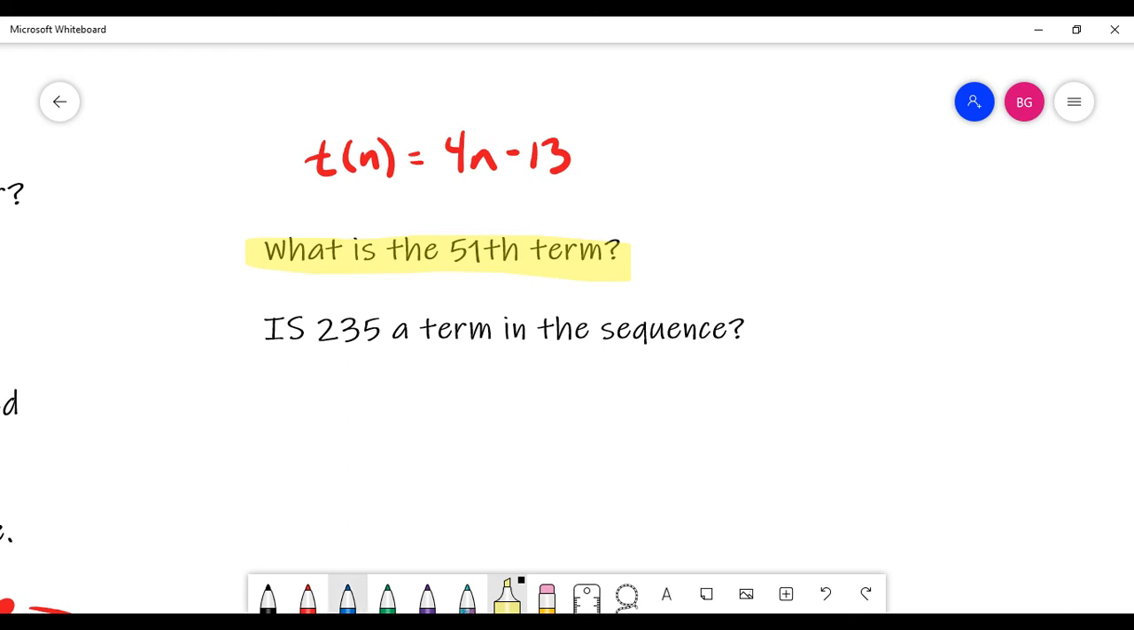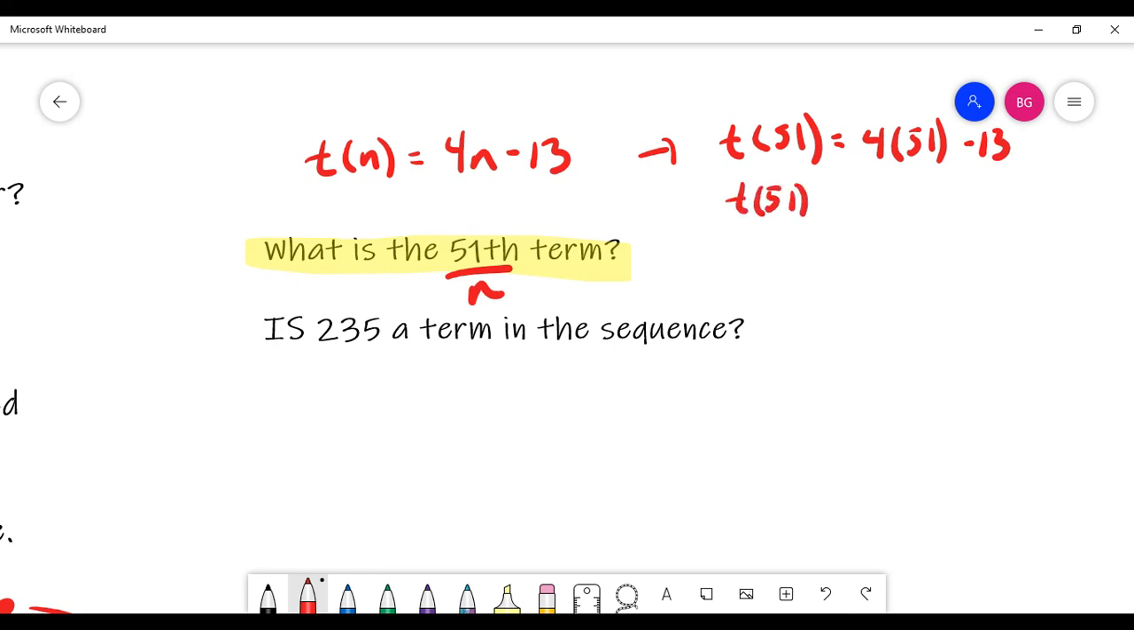All right, since we're looking for what is in spot number 51, that means 51 is going to be our n. So we're going to take our equation and say t of 51. It just replaces the n. So t of 51 equals 4 times 51 minus 13. The t of 51 notation never changes.